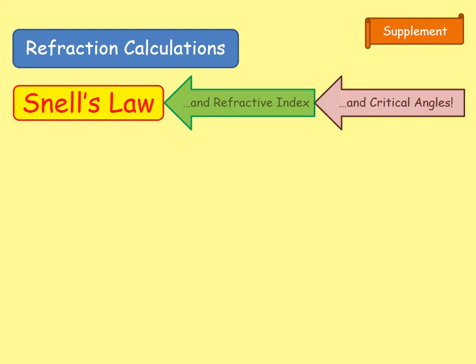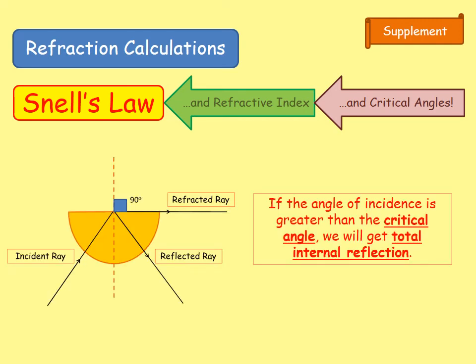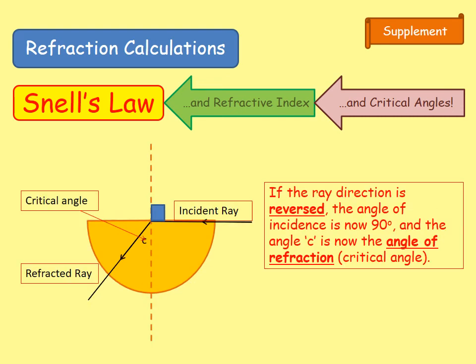Continuing on with the refraction calculations, we can then integrate this with critical angles and total internal reflection, which we looked at earlier. If the angle of incidence is greater than the critical angle, we will get total internal reflection. We've already looked at that. And if the ray direction is reversed, the angle of incidence is now 90 degrees, and the critical angle C is now the angle of refraction.